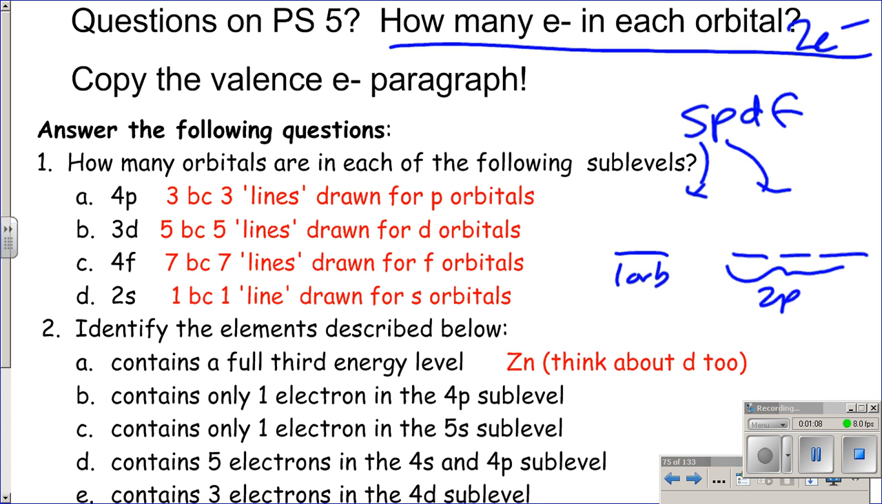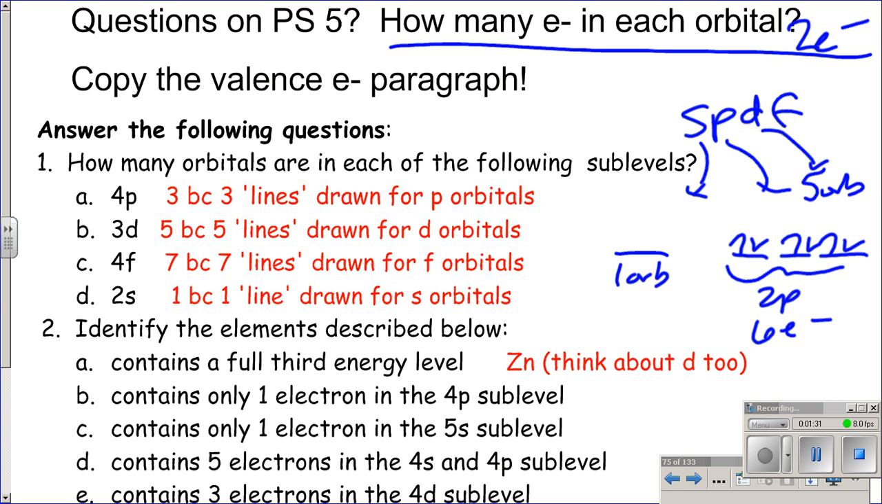So the reason why is because you put 2 electrons in each orbital for a total of 6 electrons in that sublevel. So if you understand the electron configurations, then you can easily say, okay, I know how many orbitals I need to write so that I can fill up according to the electron configuration. So how many then would D have? How many orbitals? 5 orbitals.